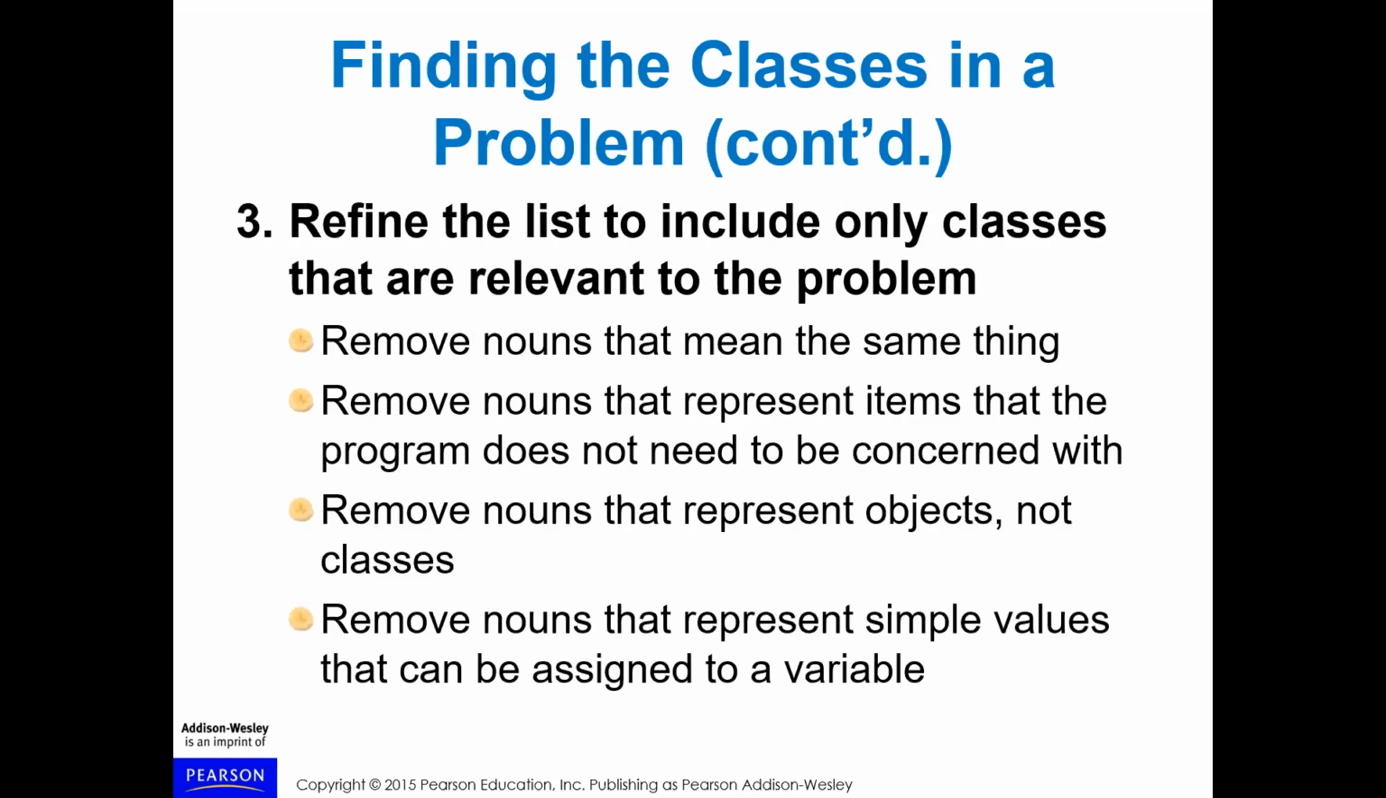And then you want to refine the list to include only classes that are relevant to the problem. So remove nouns that mean the same thing. Remove nouns that represent items that the program does not need to be concerned with. So you're talking about payroll, and in your description you said something about the customer, but the customer is not relevant to the payroll code that you're trying to figure out. So that's the process. Remove nouns that represent objects, not classes, and remove nouns that represent simple values that can be assigned to a variable. That can happen as well.